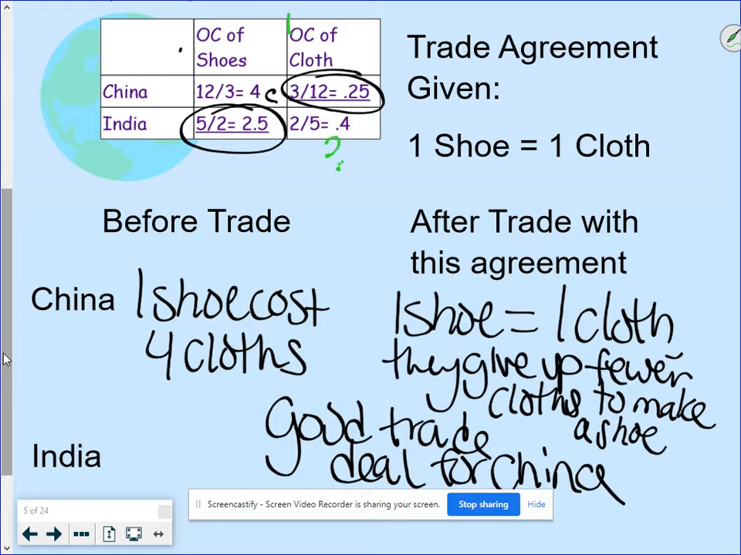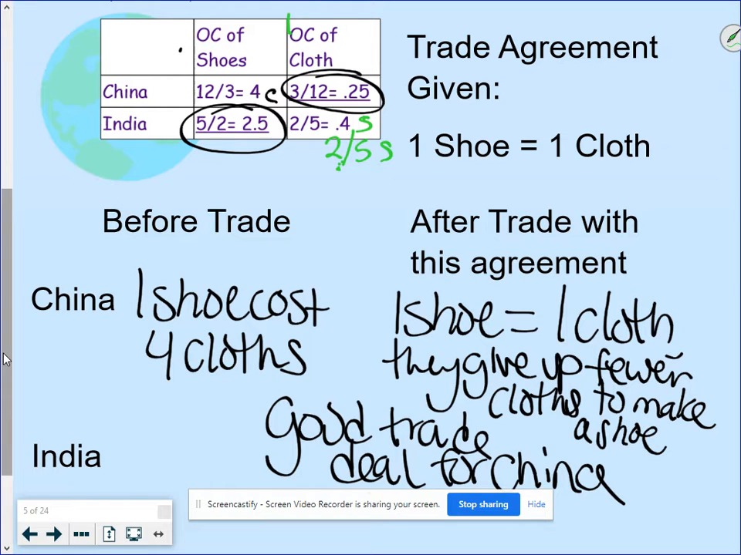2 fifths, yeah. 2 fifths is what we probably had written. It's the same thing as 0.4. So 1 cloth costs them 0.4, or 2 fifths, of a shoe. Now let's see what it costs. Now 1 shoe equals 1 cloth, which is the same thing as 1 cloth equals 1 shoe. You can read it backwards and forwards. They had to give up 0.4 of a shoe before. Now they have to give up 1 shoe.